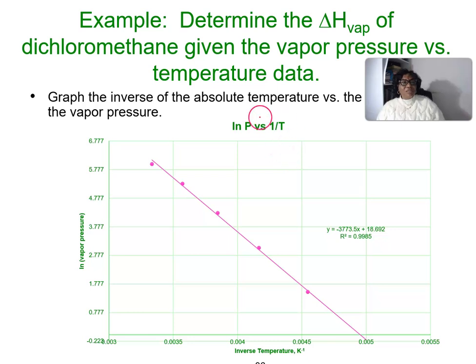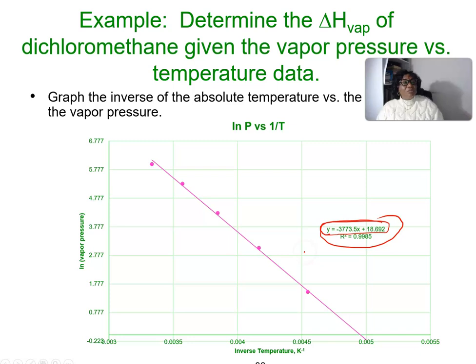So we got this graph, a linear graph, and this was our equation of the line. R squared is just to tell us how well the points fit to give us a straight line graph. The closer R squared is to 1, the better. That's a better straight line graph.